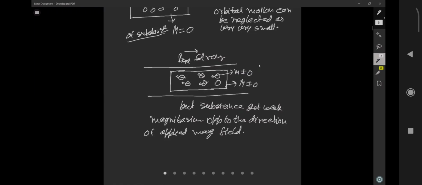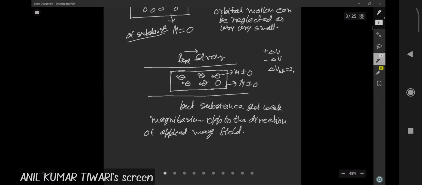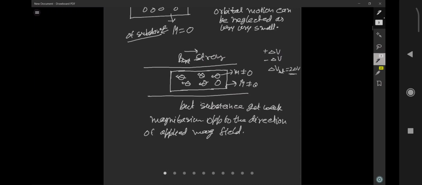Then the net change is going to be 2 delta V. If the change in spin in one is going to be delta V, so one will be plus delta V, another one will be minus delta V. So delta V net will become 2 delta V. And this is going to give a net magnetic dipole moment, because now the magnetic dipole moment of one kind of spin will decrease by some amount, the other will increase by the same amount, and the difference will be twice of any difference. And that's why both are not going to cancel each other.